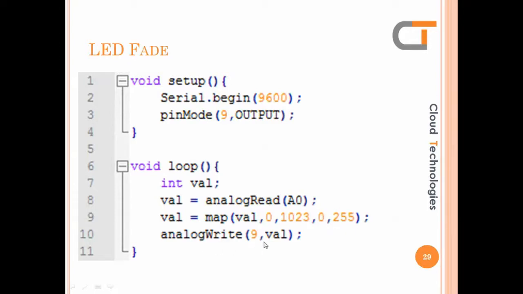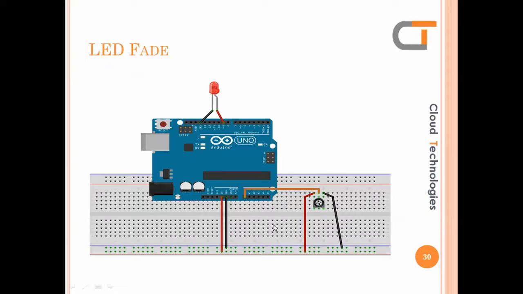So analogWrite(9, val), that will be given to that particular PWM pin 9. Whenever we adjust the potentiometer, the respective value will be given to the PWM pin, and the brightness will be varied.